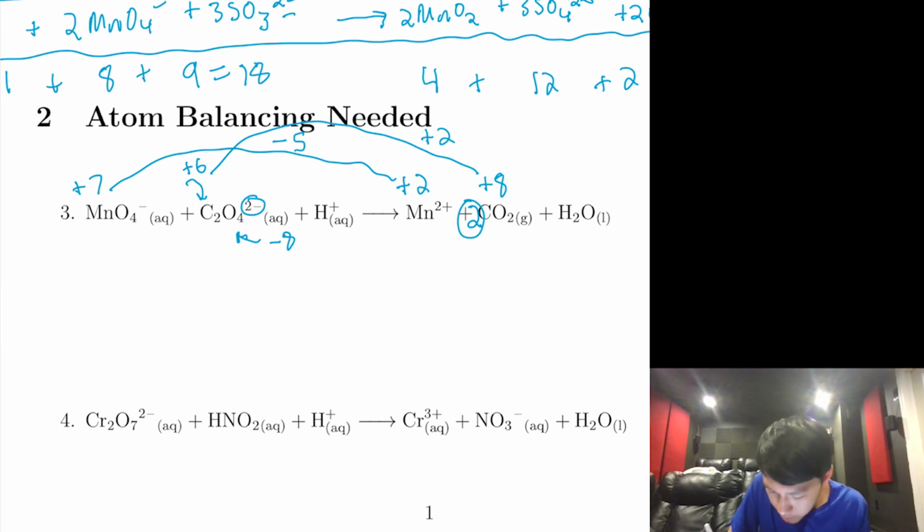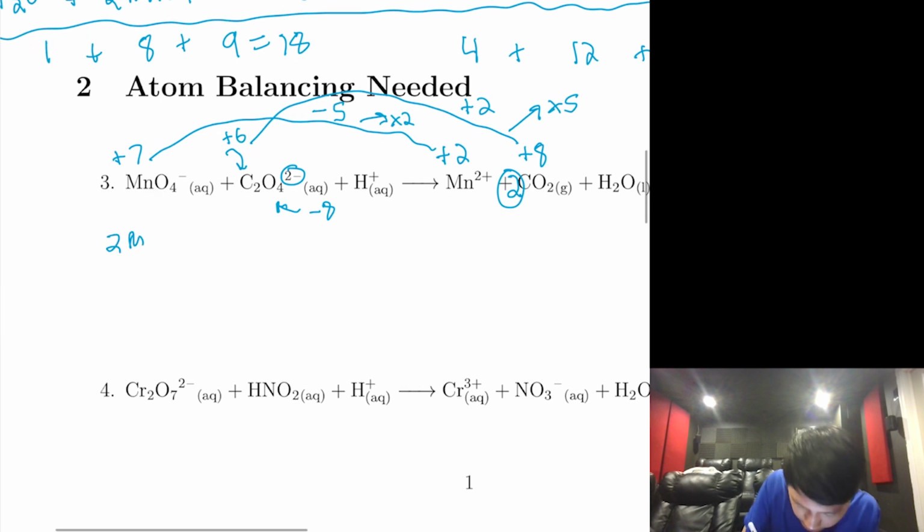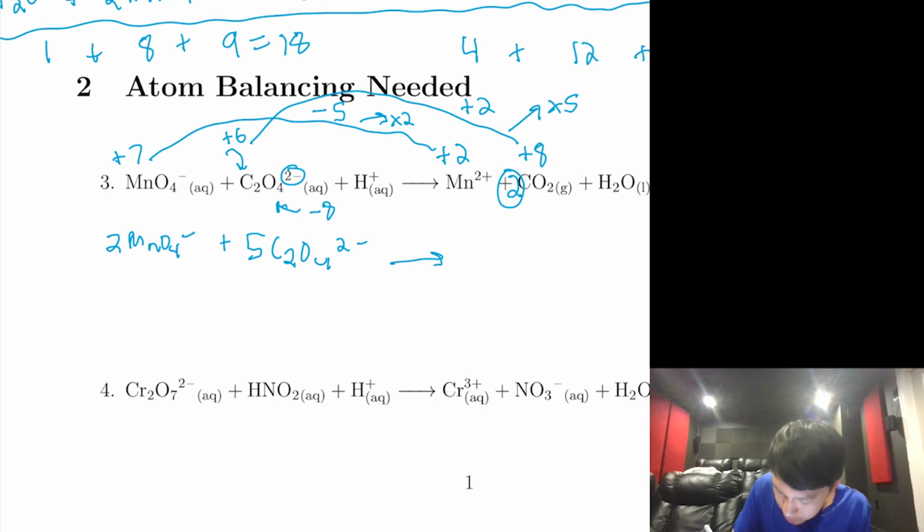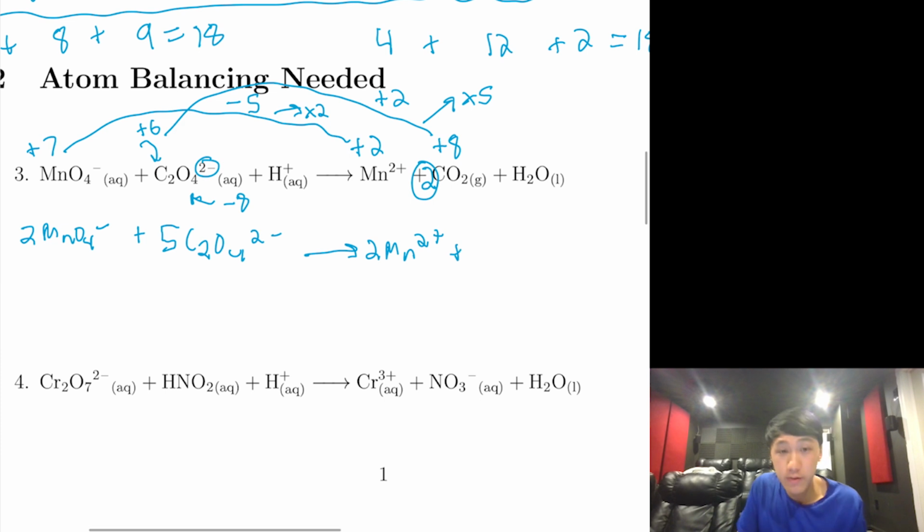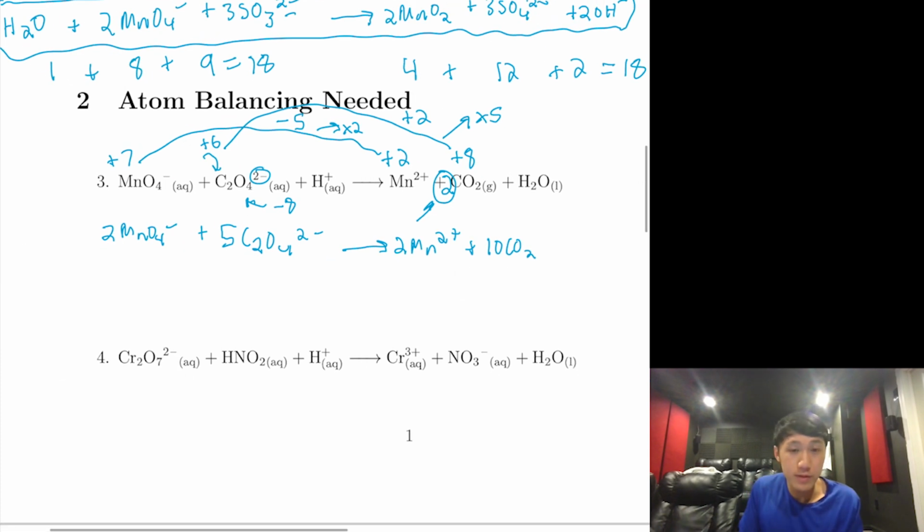So that means we need to multiply the carbon reaction by 5 and the permanganate reaction by 2. So we're going to have 2MnO4 minus plus 5C2O4 2 minus. We're going to ignore H plus. 2Mn2 plus. Are we putting 5 here? No. We actually need to put 10 because we need to multiply by this coefficient of 2 that we had initially. So it's going to be 10 CO2. And then everything's the same as before.